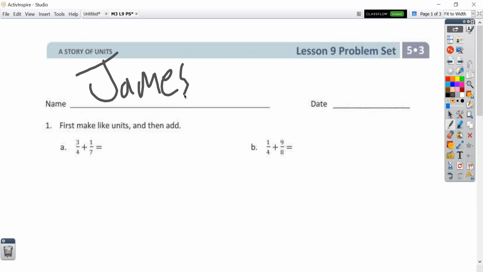So I see one, so I'm on B. 1/4 plus 9/8. So I see a fraction smaller than one whole, and then I see we're adding it to a fraction greater than a whole. First thing we want to look at is our units. We have fourths and eighths. So we have to ask ourselves, is there a common multiple? So if you need to draw these or write these out, go ahead.